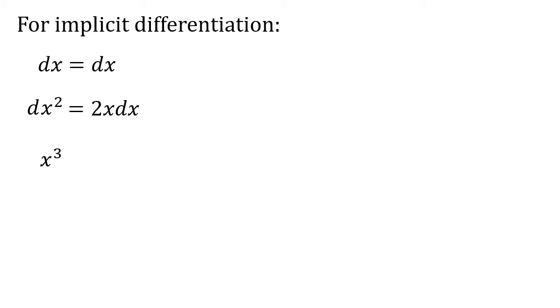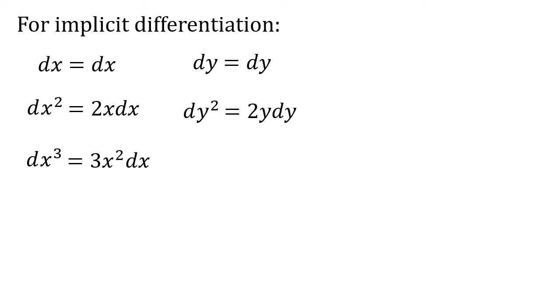Let's say we have x cubed. The derivative of x cubed is 3x squared dx. Let's say y. The derivative of y is simply dy. The derivative of y squared is 2y dy. The derivative of y cubed is, correct, 3y squared dy.